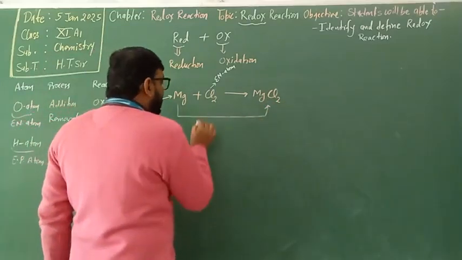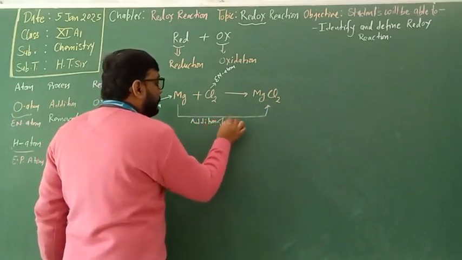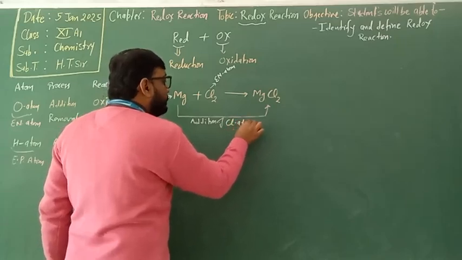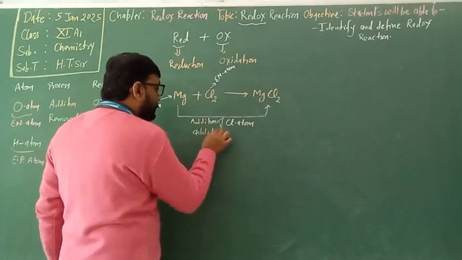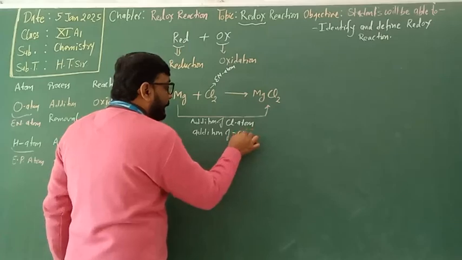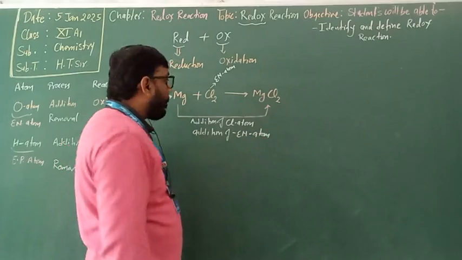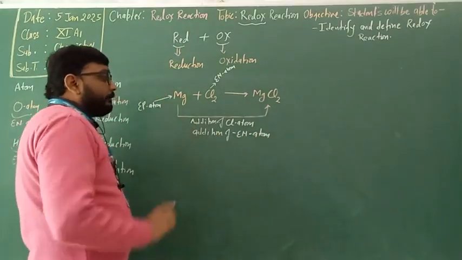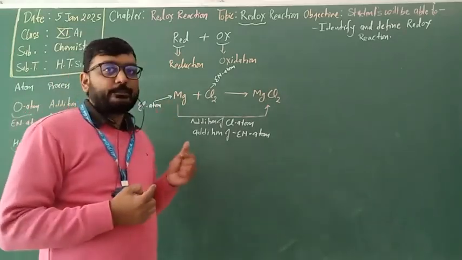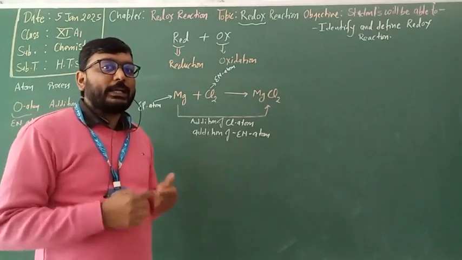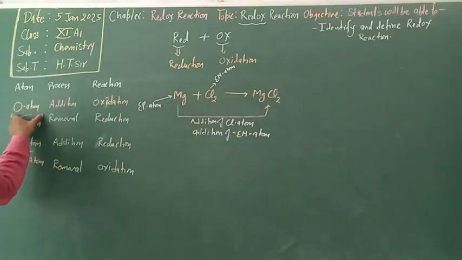What we are observing is the addition of a chlorine atom, which means addition of an electronegative atom. Any confusion? No. Addition of a chlorine atom means we can say addition of an electronegative atom to the magnesium. If the electronegative atom gets added, it is the same as the oxygen atom.